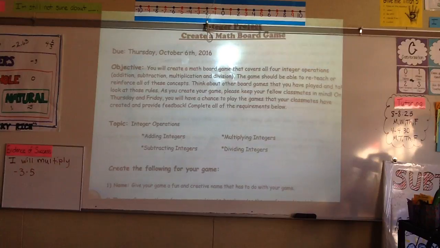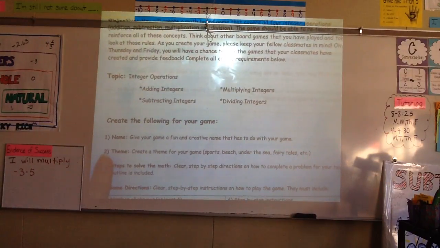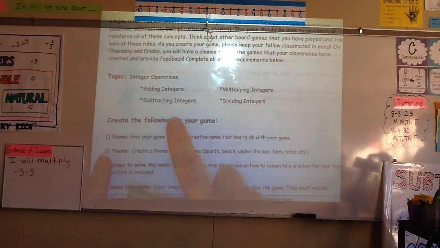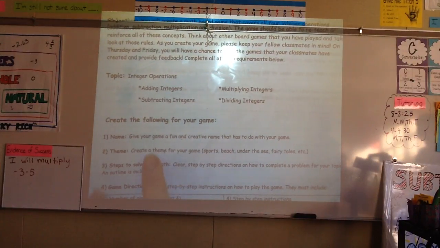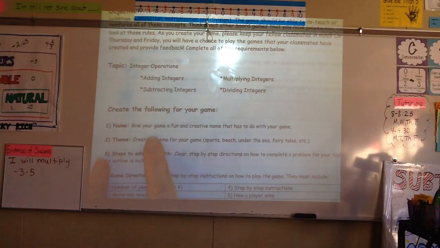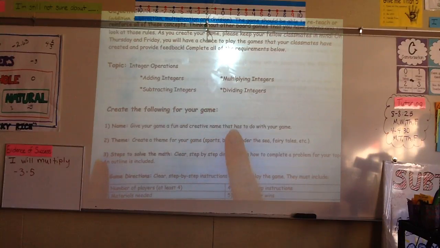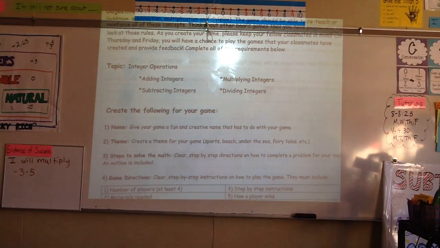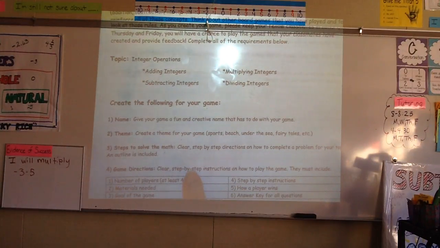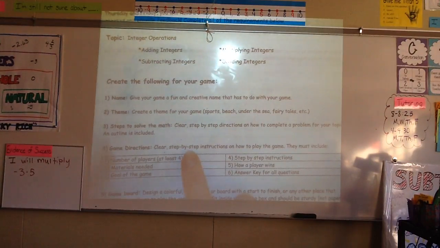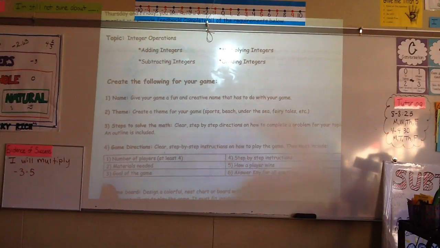All right. So here's what you need in order to be able to do that. You're going to make sure you have adding, subtracting, multiplying, and dividing integers. You need to give a name for your game. So it needs to be fun and creative, and it has to have something to do with the game itself. Right? You also need to create a theme for your game. So we give you some examples. You could use sports, and you could use the beach. You could use just anything. All right.